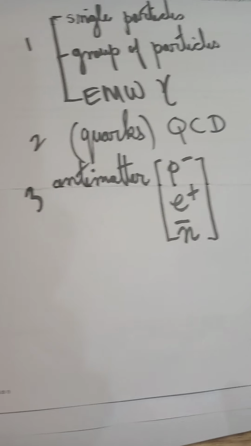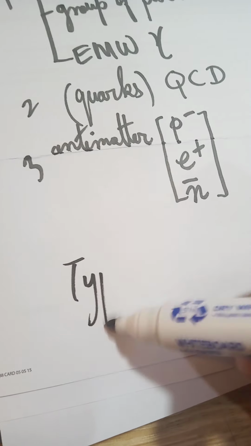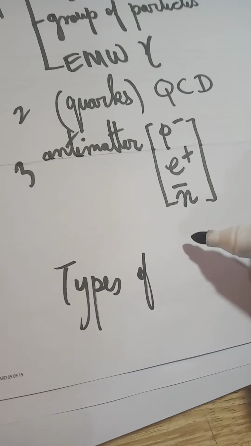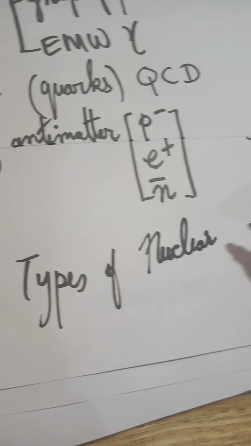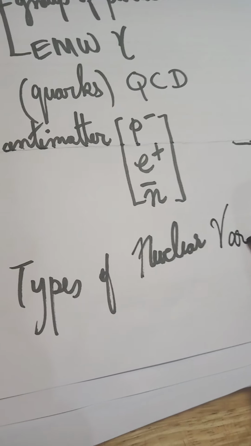But one of the aspects I wasn't able to cover in my previous video, Nuclear Chemical Reactions Part 2 of 2, was the idea of different types of nuclei, types of nuclear variation.